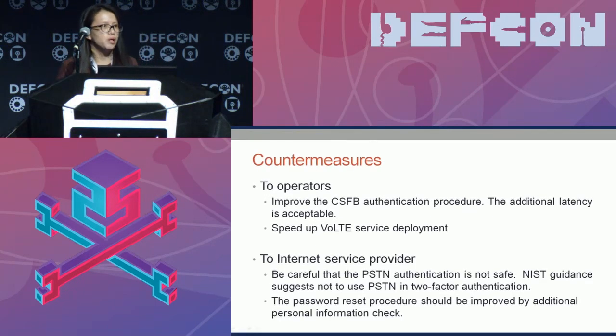We proposed countermeasures to operators and internet providers. We suggest adding CS fallback authentication in the CS fallback procedure. The additional latency is acceptable, and we think the final solution is to speed up the VoLTE deployment. And the internet service provider should be careful that PSTN authentication is not safe, and NIST guidance already suggested not using PSTN in two-factor authentication.